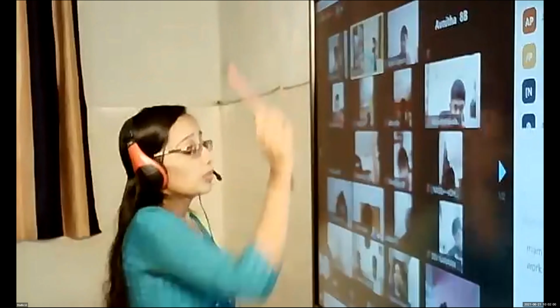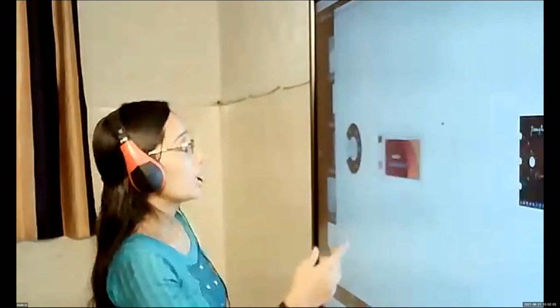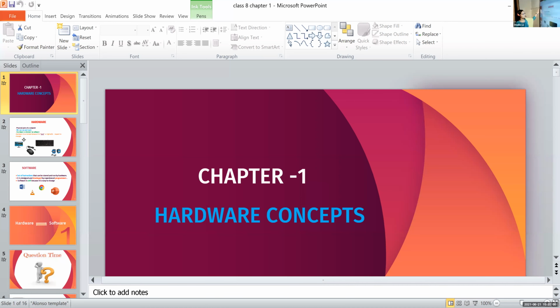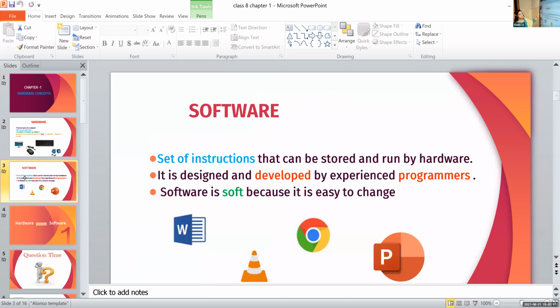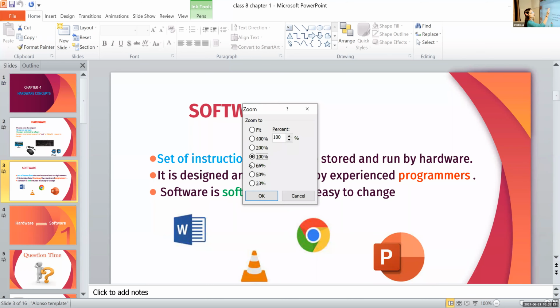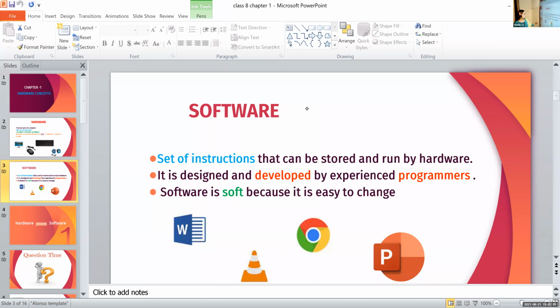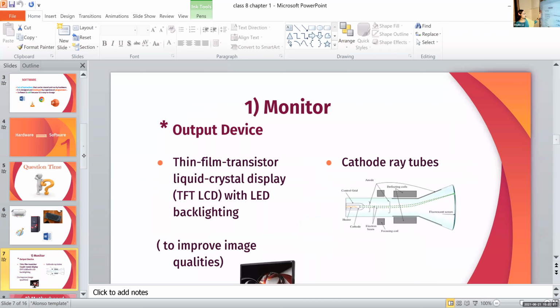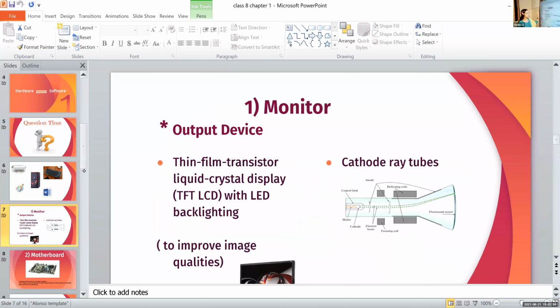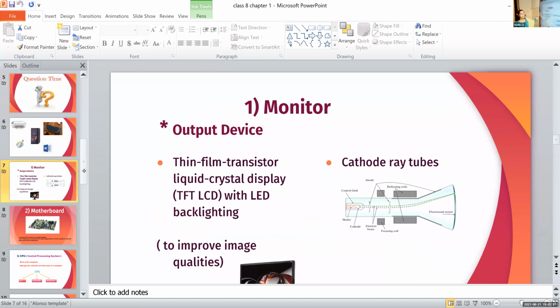Now we are going to discuss the next hardware. So far we have discussed what is hardware. It is a physical part of a computer. Here you can see some examples of hardware. What is software? A set of instructions given to a computer is known as software. After that we discussed monitor. In modern monitors, we use thin film transistor liquid crystal display, and in older ones, we use cathode ray tubes.